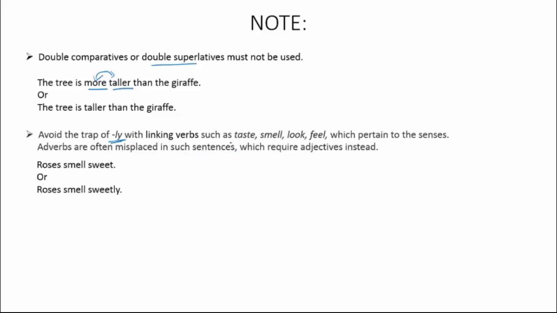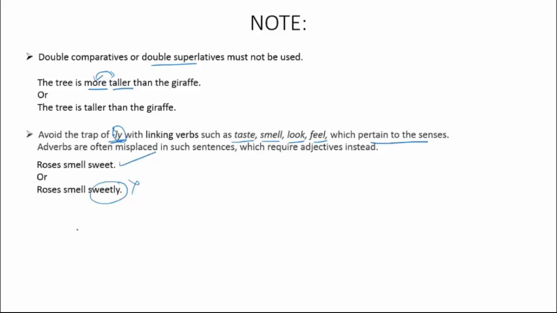For example, when we are talking about taste, smell, look or feel, which pertain to senses, then the adverb would not have an ly in the end. Then it will be a normal word. For example, roses smell sweet. This would be correct. Sweetly would not be correct, because smell is a sense. You don't actually do it.